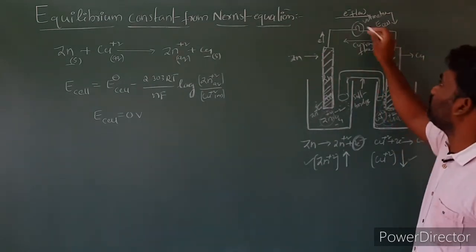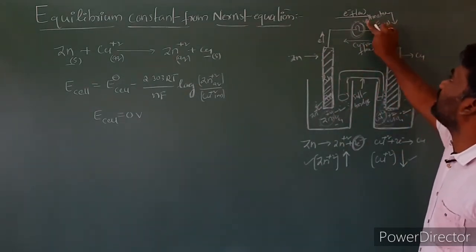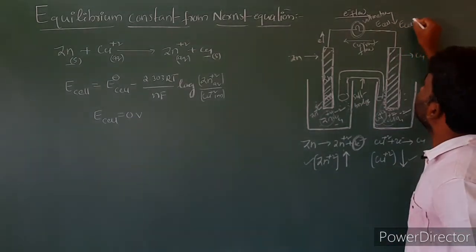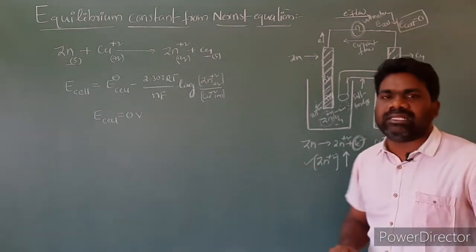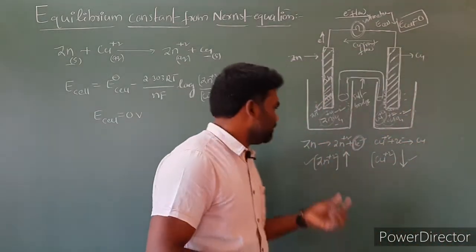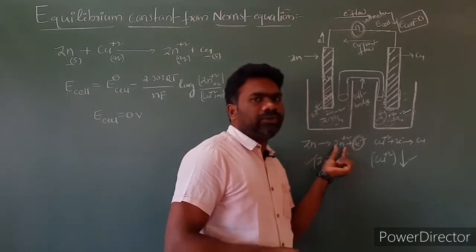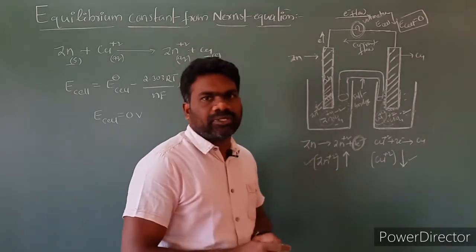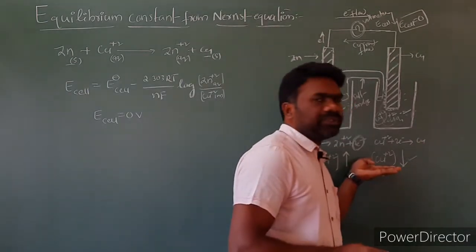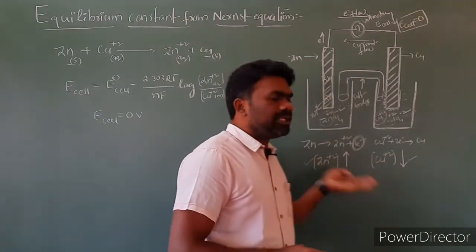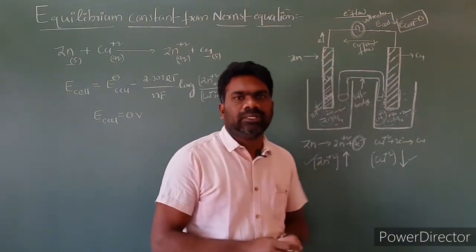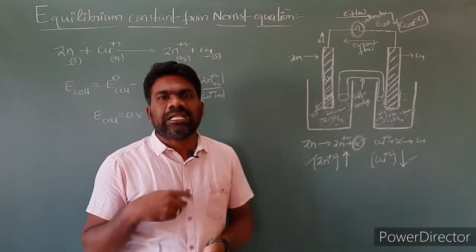When electrons are not flowing, the voltage will be taken as 0. So E cell is equal to 0. This indicates that the cell attains equilibrium. When the cell attains equilibrium, zinc is not converting into Zn2+. That means the concentration of Zn2+ is not changing with time, and the concentration of Cu2+ ions is not changing. That stage we call equilibrium attained.